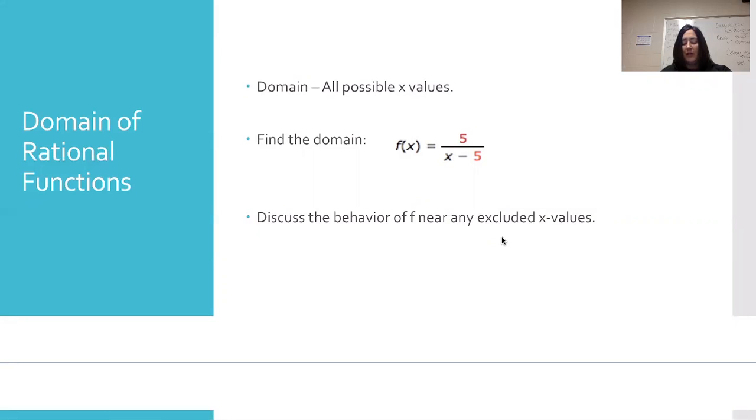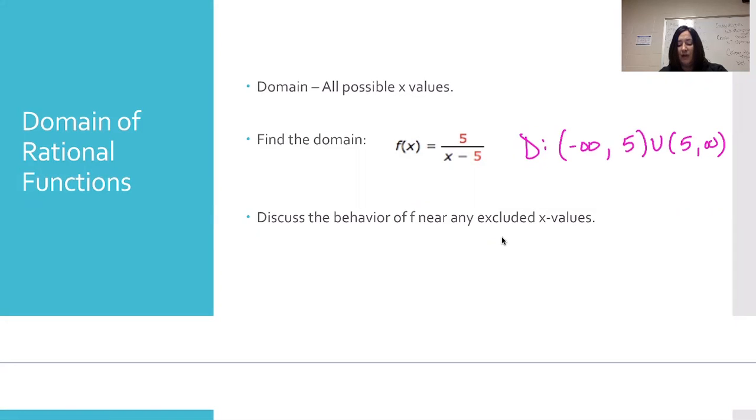So if you're looking here, we have the function f of x equals 5 over x minus 5. So the only value that we cannot plug in is 5, because if we plug in 5, we get 0 in the denominator. So our domain would be everything except 5. So we can write that in interval notation as negative infinity to 5 or 5 to infinity. Or you can say all values except 5.